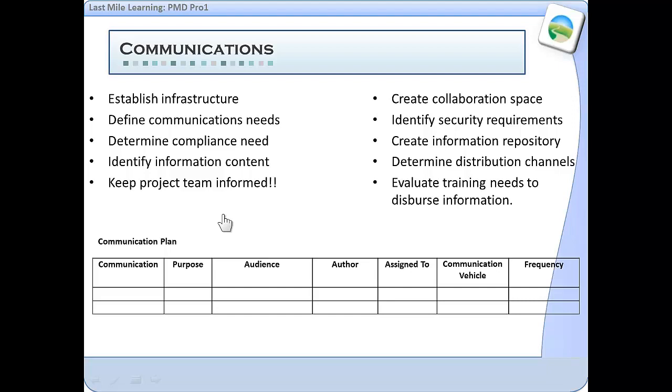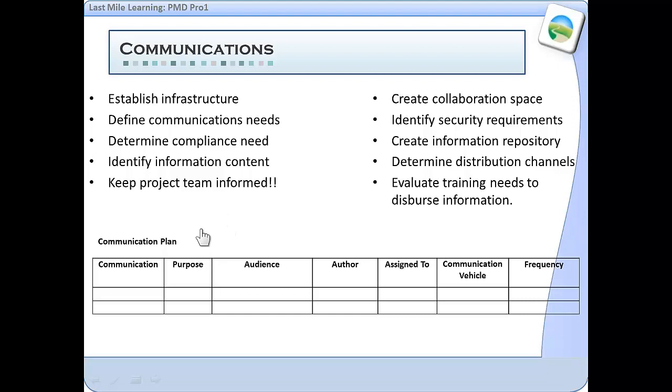Another tool, an important area in the implementation, is communications. And even though we won't spend a lot of time in the PMD Pro talking about this, it's a fact that a lot of the problems and issues and failures in projects come from the softer side of management. They come from human interactions, from poor communication.